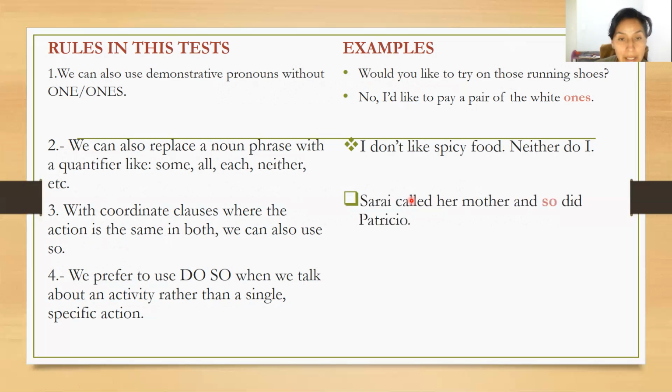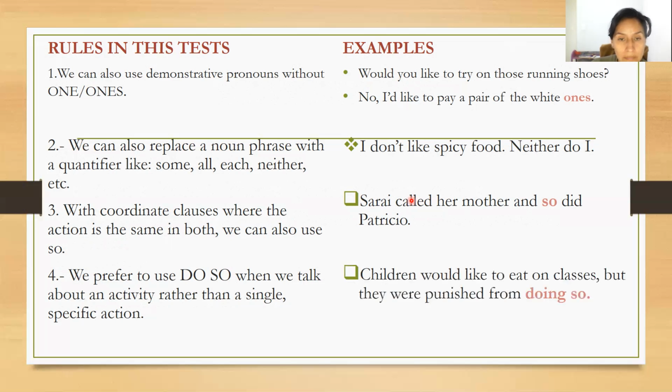Next, Sarai called her mother, and so did Patricio. In that case, so substitutes the action in the second clause. The last one, children would like to eat in classes, but they were punished for doing so. The author prefers to use so when he talks about an activity rather than a single action.